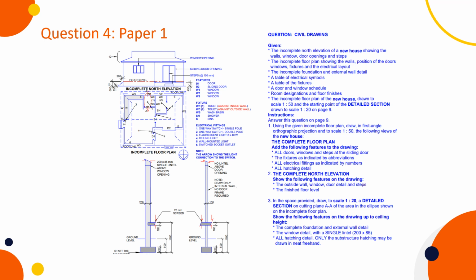Then question 4 is your civil drawings. Okay, so you can see we give you as much detail as possible. So in terms of the question itself, we tell you you have a window and a door schedule.